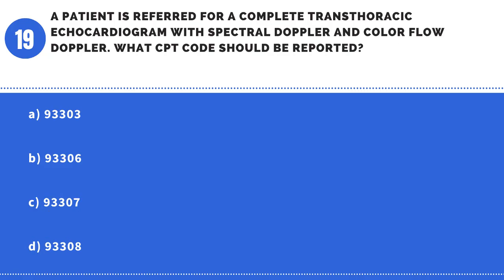Question 19. A patient is referred for a complete transthoracic echocardiogram with spectral Doppler and color flow Doppler. What CPT code should be reported? A. 93303. B. 93306. C. 93307. D. 93308. Answer B.